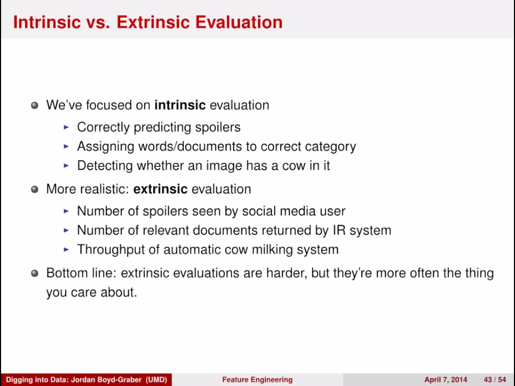What makes for a more realistic evaluation is an extrinsic task, such as the number of spoilers that a user sees on a social media system, the number of relevant documents returned by an IR system, or if you're making a computer vision process as a part of an automated milking system, whether or not an image has a cow or not could be an intrinsic evaluation, but how well that milking system provides milk would be an example of an extrinsic evaluation of that system.